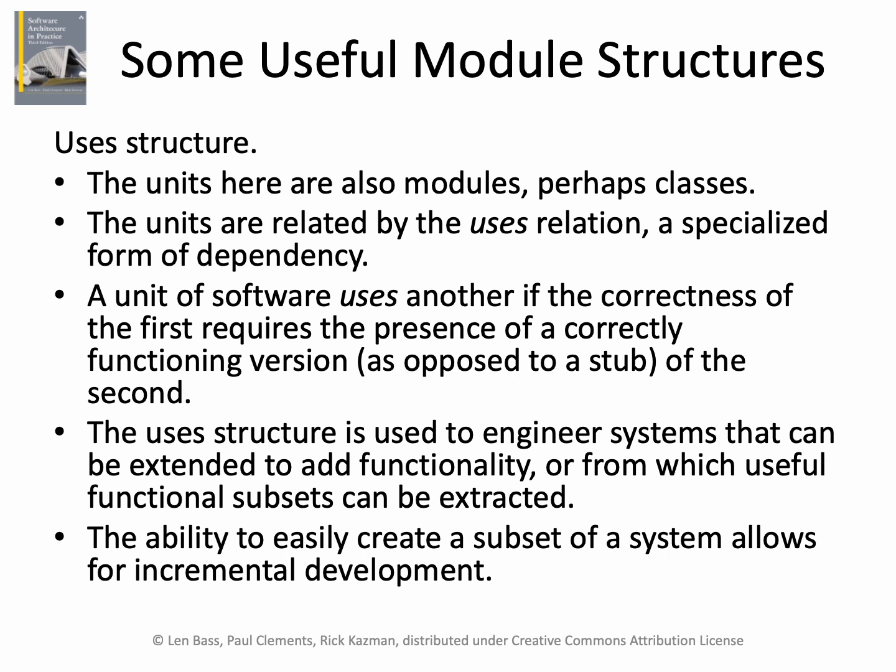Uses structure. The units here are also modules, perhaps classes. The units are related by the uses relation, a specialized form of dependency. A unit of software uses another if the correctness of the first requires the presence of a correctly functioning version, as opposed to a stub, of the second. The uses structure is used to engineer a system that can be extended to add functionality, or from which useful functional subsets can be extracted. The ability to easily create a subset of a system allows for incremental development.